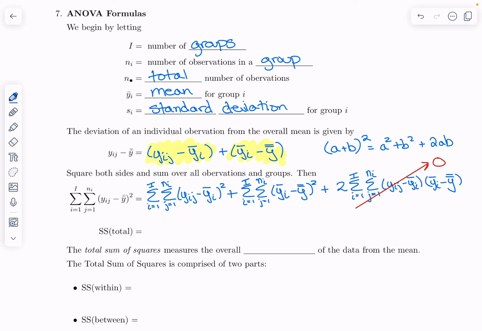Okay, so that leaves me with the other 2 sums, and I'm going to give them names. I'm going to call the first one the sum of squares within, and then I'm going to call the second one the sum of squares between.